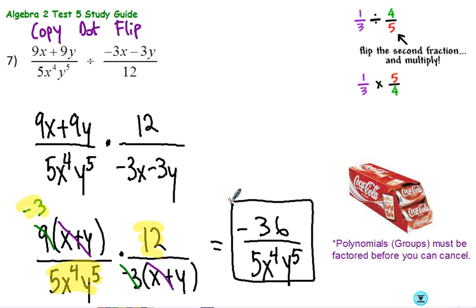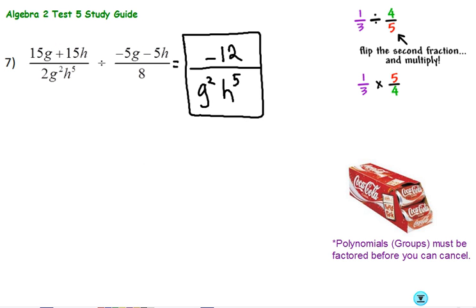Alright, so now, if you hadn't already done so, pause and try number 7 on the right. Alright, so let's check it for you. Number 7 on the right side should have got negative 12 over g squared h to the 5th. Alright, so hang in there. We're almost there. Appreciate you hanging in there. Appreciate you being here, as I said, and taking a positive step towards raising your grade.